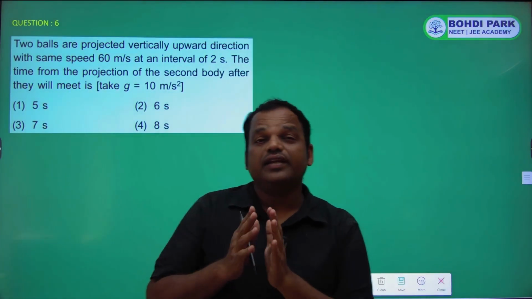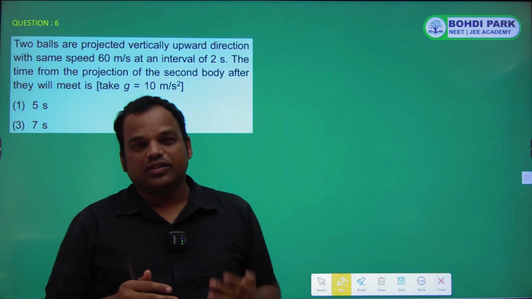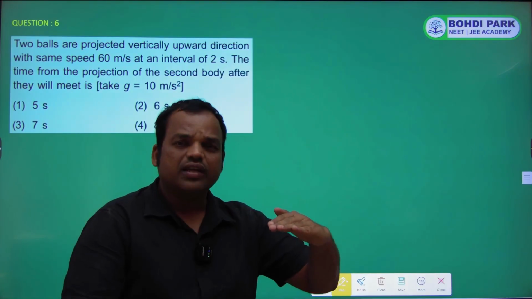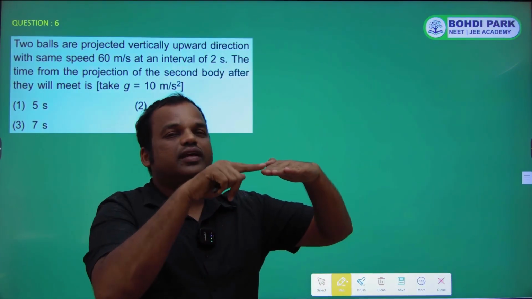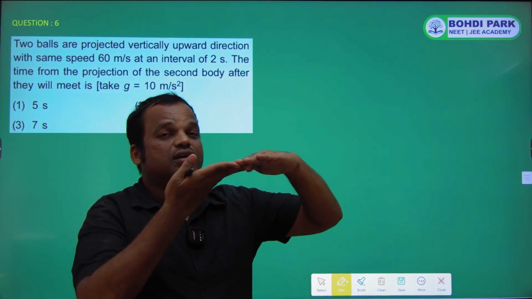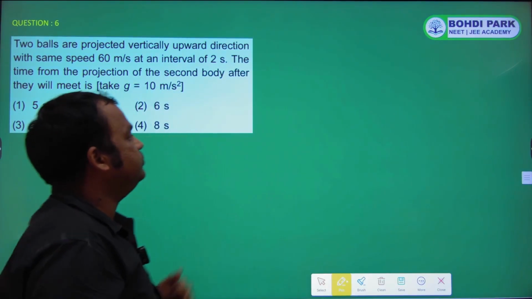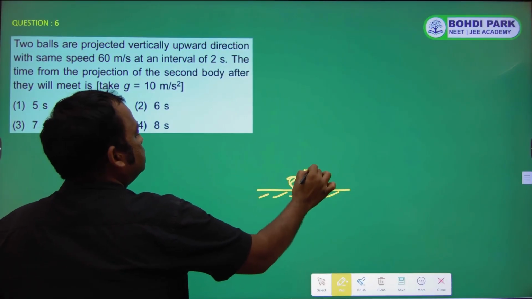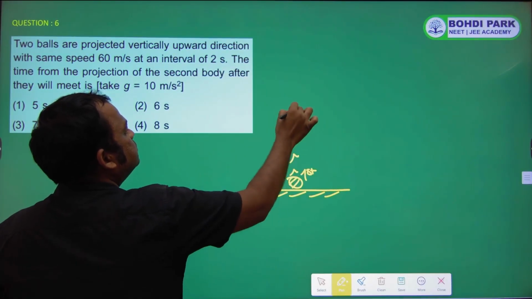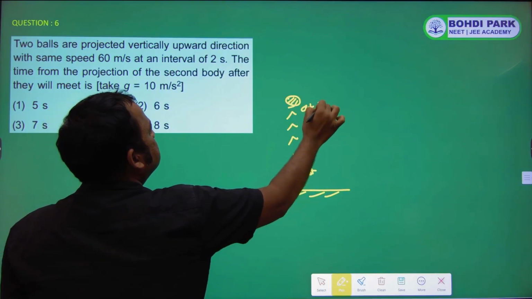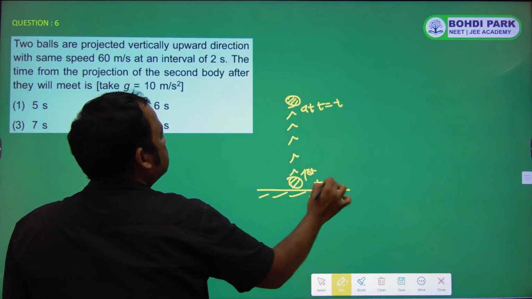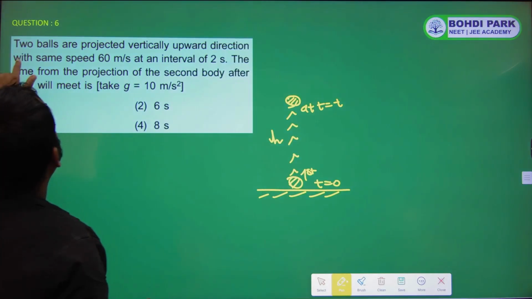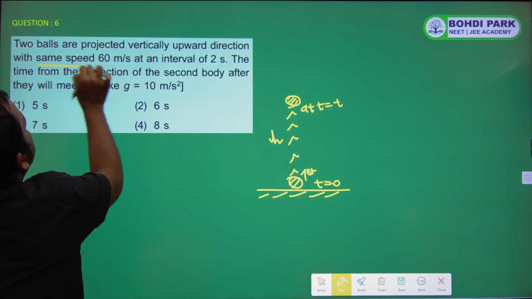So when they are meeting, their position will be same. So from the ground they are projected. So suppose they are coming like this, they are coming like this. So at this level they are meeting both the balls. So the height from the ground is same. Now for the first ball, it is going up, and after time t, between 0 to t, it is covering height h, and the speed is same for both.